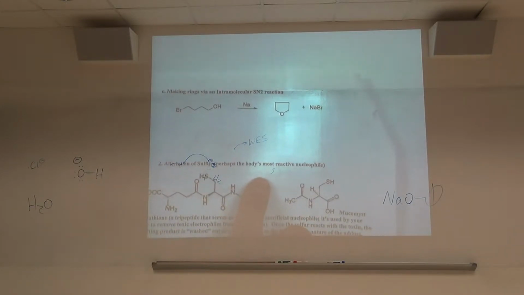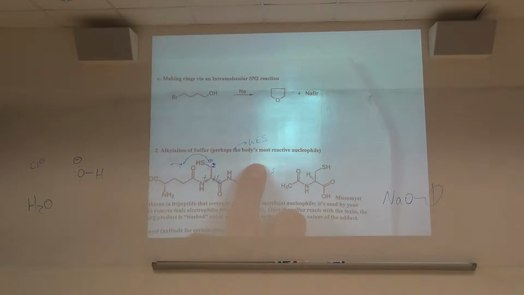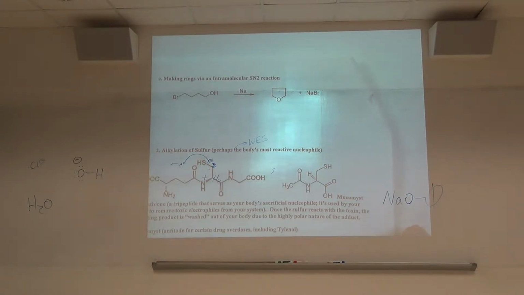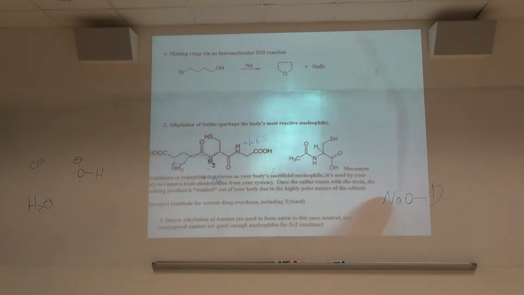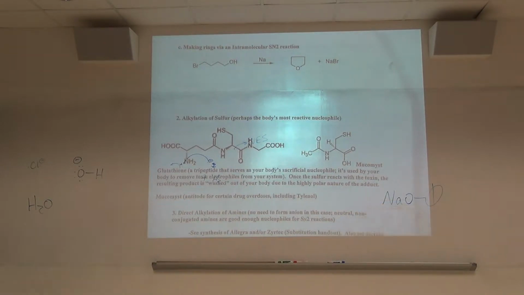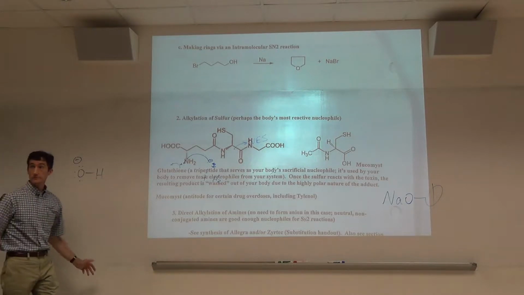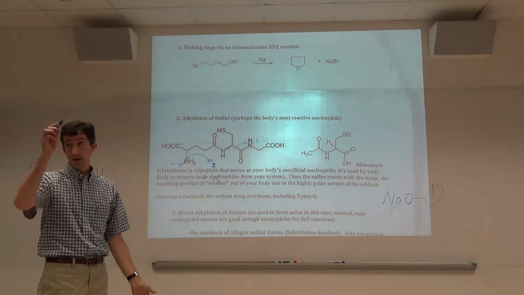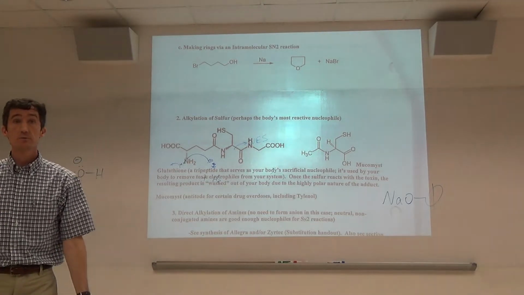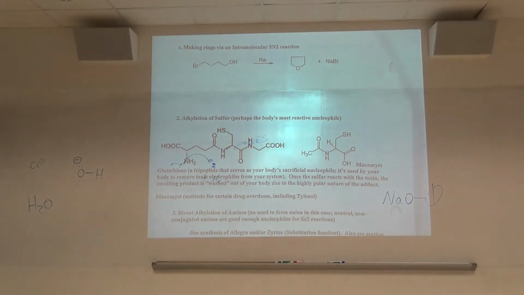What's below oxygen in the periodic table? Sulfur. Sulfur has very similar bonding and chemistry. It is a better nucleophile because it's not as good a parent. Any of the things we did with oxygen, you can do with sulfur. You could have a compound with an SH, and react it with sodium or sodium hydroxide, depending on how acidic it is.